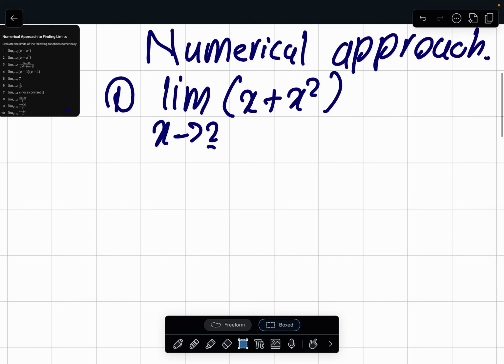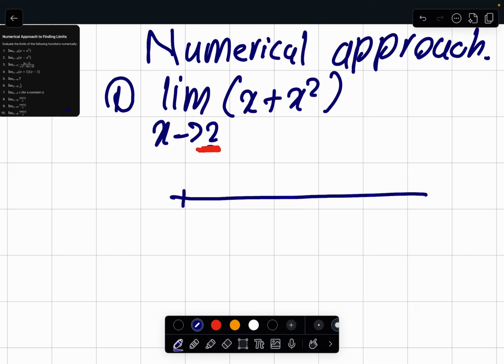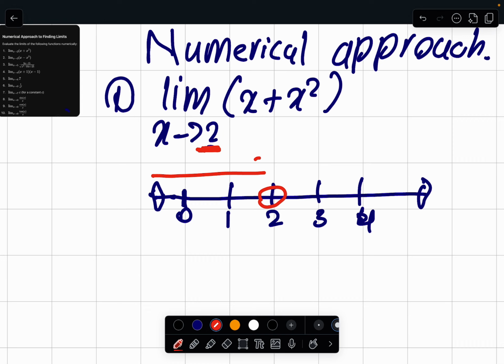So let's evaluate this using the numerical approach. The first thing you must do is draw a number line and approach 2 from the left and from the right. We have a number line like this. Here's our 0, 1, 2, 3, 4, going forward and going backwards. We're approaching this value 2 from the left and from the right.